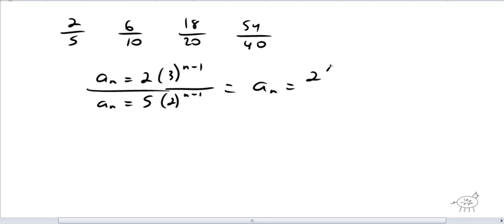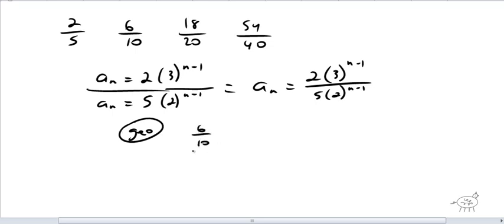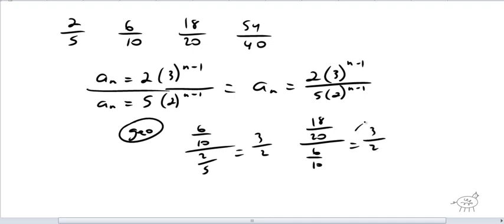A sub n equals 2 times 3 to the n minus 1 over 5 times 2 to the n minus 1. Okay, now that is correct, but it's not simplified. In fact, you would get this wrong because this is a true geometric. And you're like, well, what do you mean by that, Mr. Kerfus? Well, if I took 6/10 and divided it by 2/5, you would get 3/2. And then if I did 18/20 and divided that by 6/10, I would get 3/2. So really this problem is r equals 3/2.